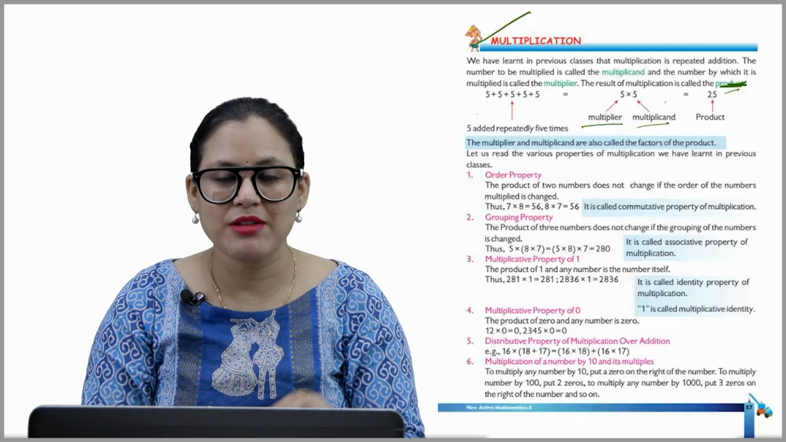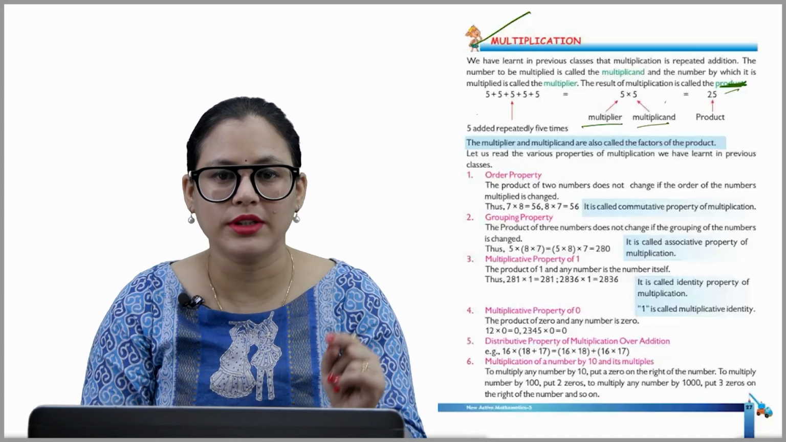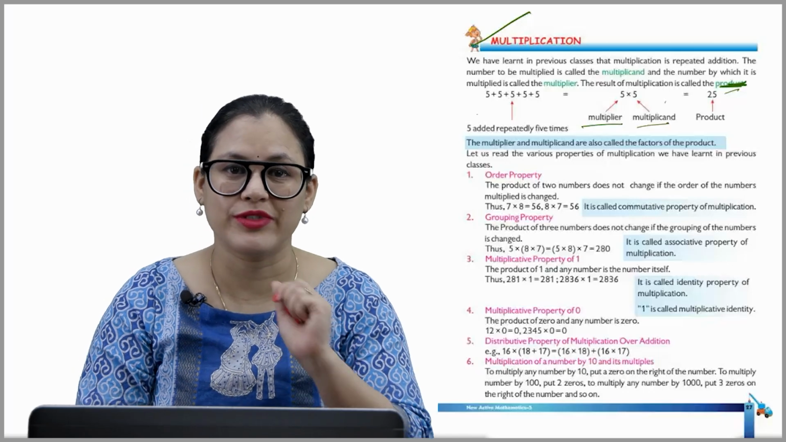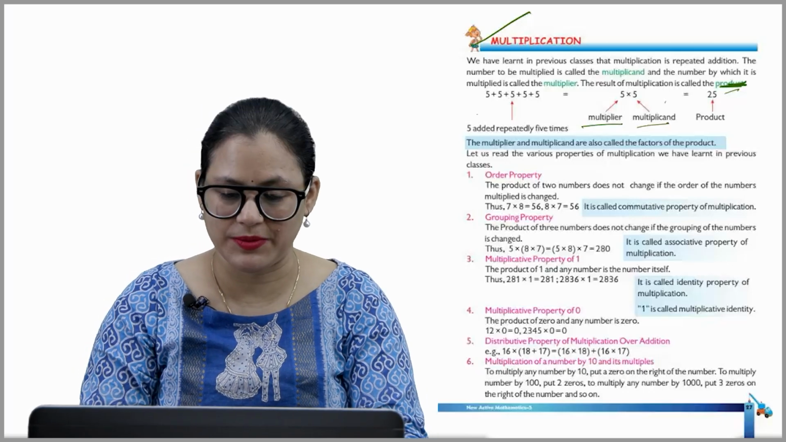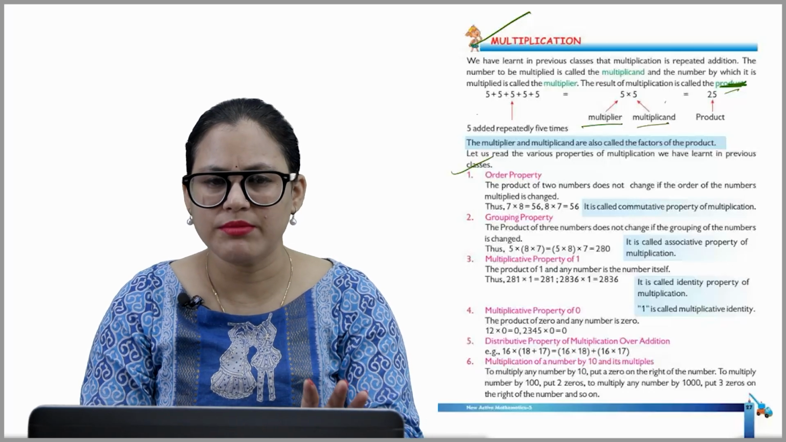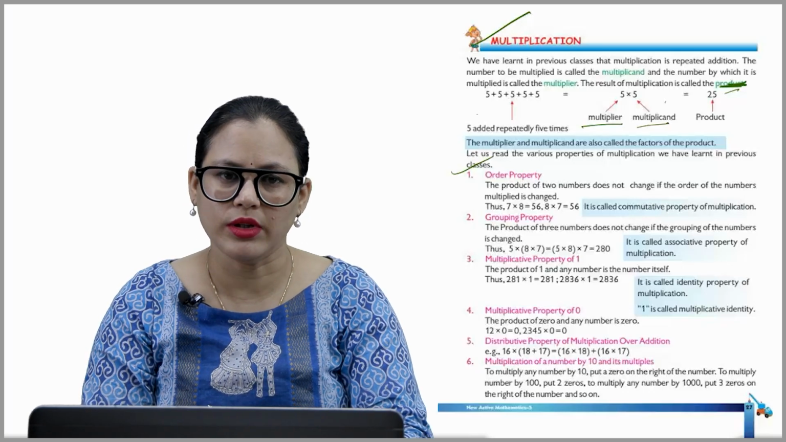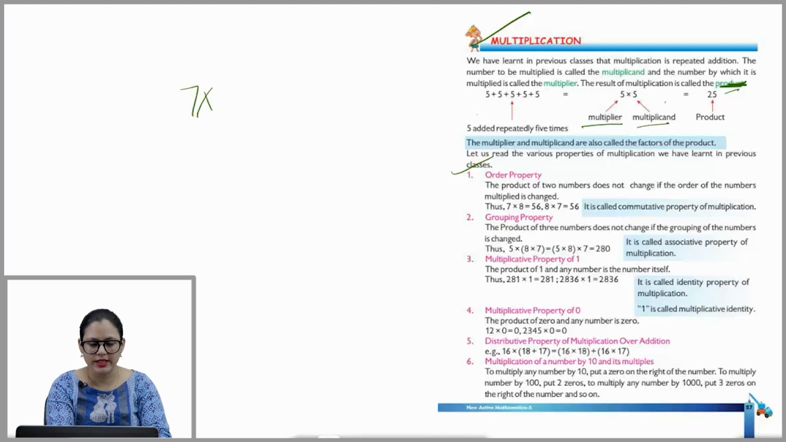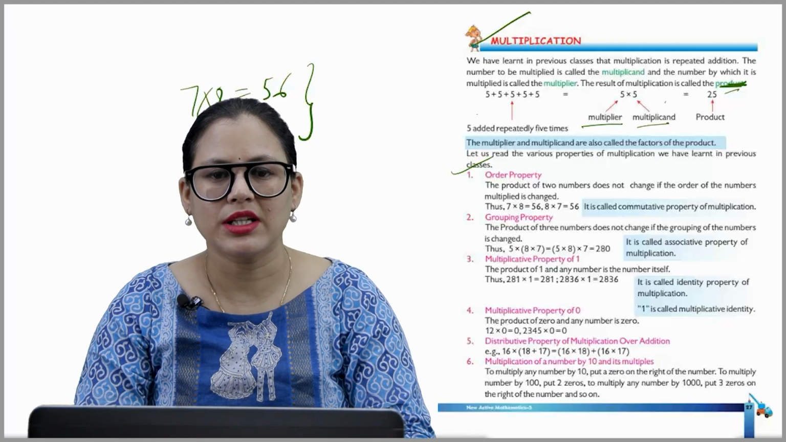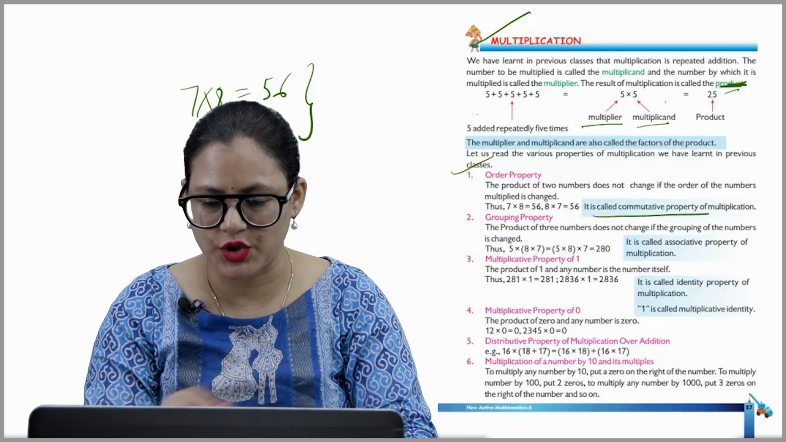The multiplier and multiplicand are also called the factors of the product. Let us read the various properties of multiplication we have learned in previous classes. Number 1, order property. The product of two numbers doesn't change if the order of the numbers multiplied is changed. For example, 7 into 8 is equals to 56. Let's change the order, that is 8 into 7 is equals to 56. So, no matter how we multiply, the product remains the same, right?